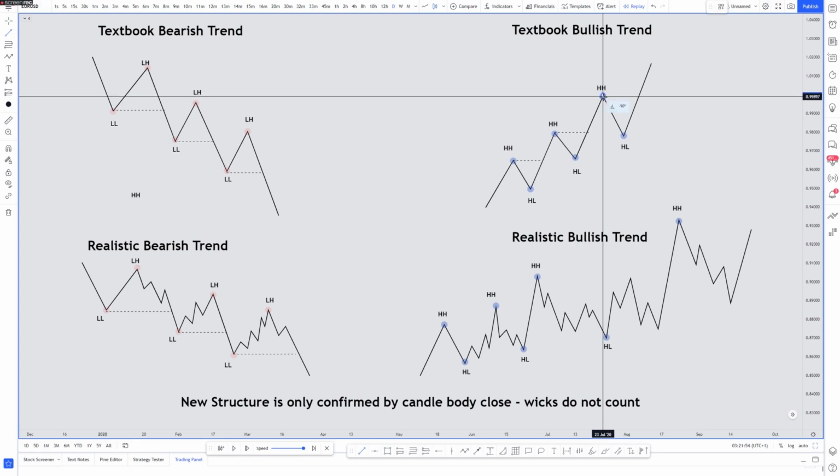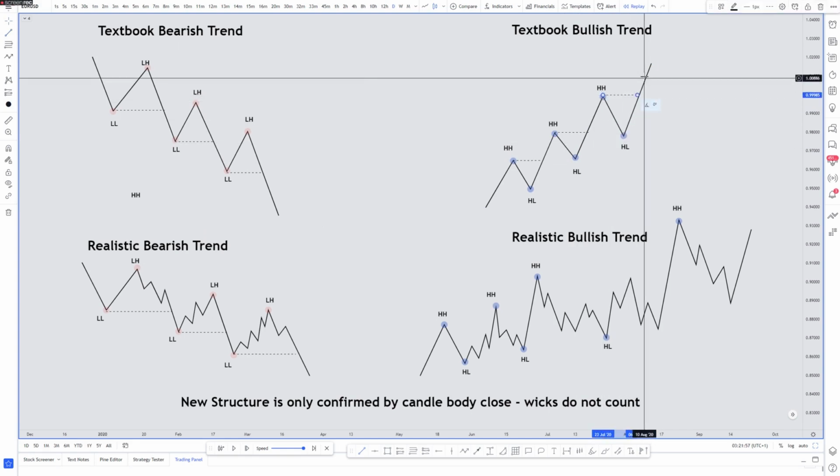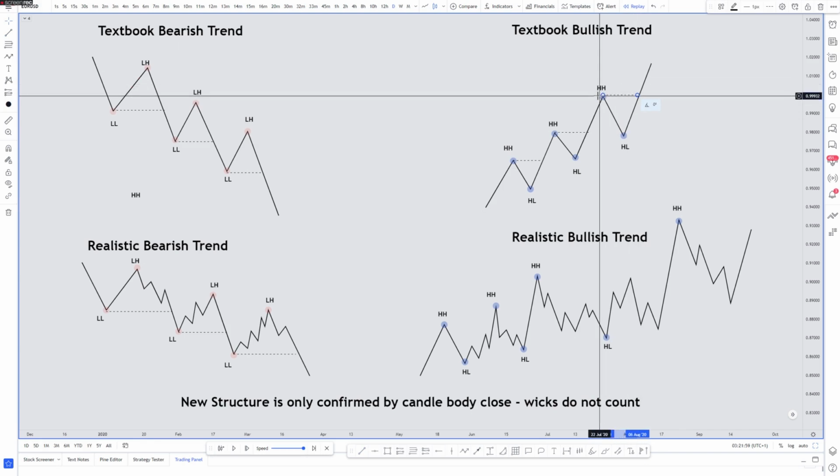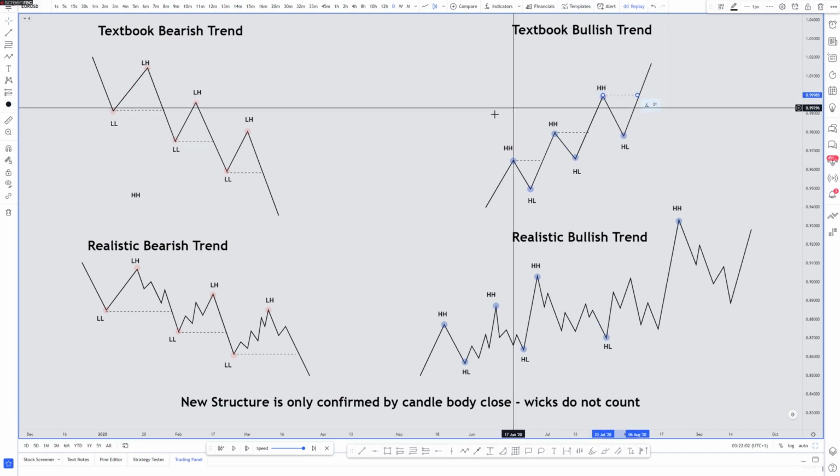Again, higher low, higher high, higher low, and another higher high. So simple enough on the textbook side of things.